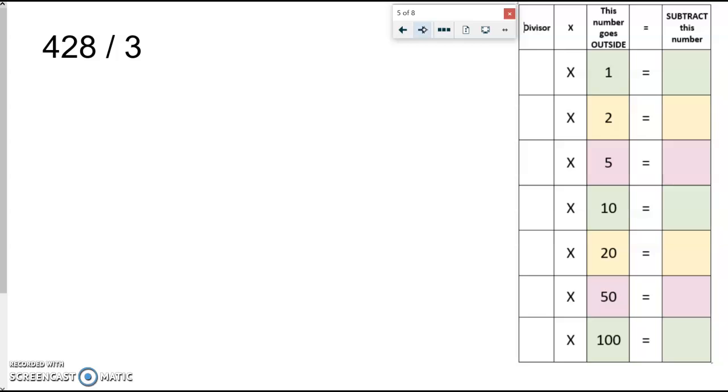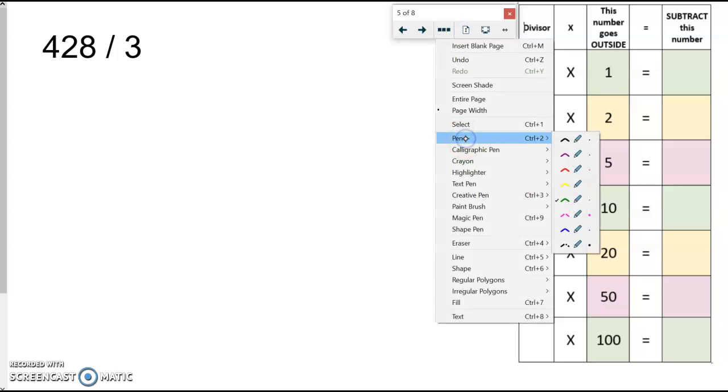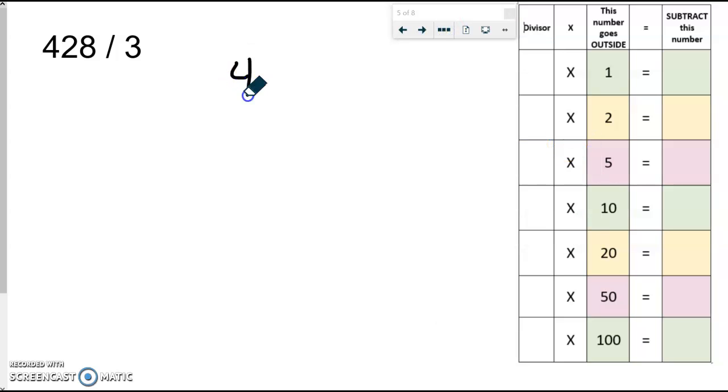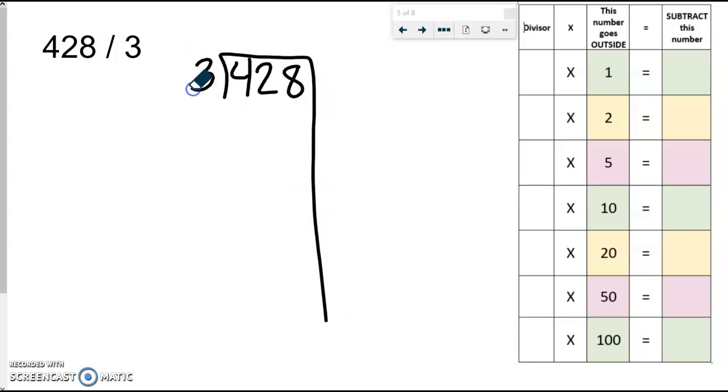What if we have a 3-digit number, like 428 divided by 3? Don't worry, we have an organizer to help us. I see that 3 is my divisor, he's a visitor outside of the house. So that means our 3 needs to go all the way down our chart.